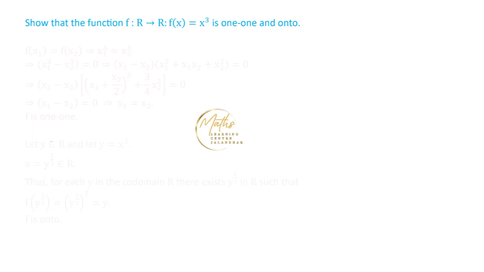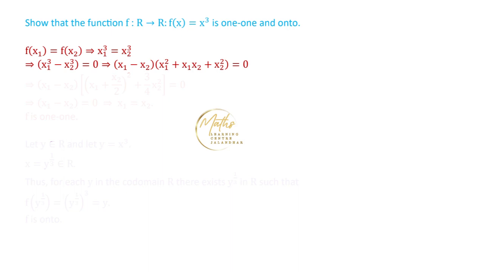Next we have: show that the function f defined from R to R, from real numbers to real numbers, f(x) is equal to x cube, is one-one and onto. So again, to prove that it is one-one we are going to consider that f of x1 is equal to f of x2. By using the definition of this function, this implies that x1 cube is equal to x2 cube. Now when we solve this equation, this implies that x1 cube minus x2 cube is equal to 0. Using the formula for difference of cubes, we obtain x1 minus x2 into x1 square plus x1 x2 plus x2 square, and this value is equal to 0.